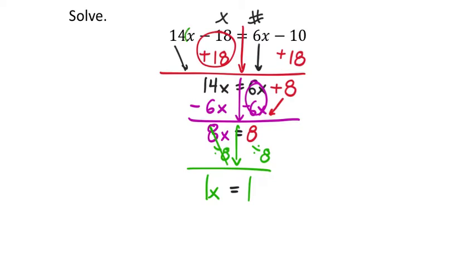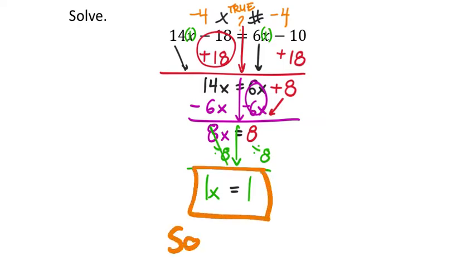Let's see what happens. So I'll replace that x with 1 and this one with 1, and then I will check for truthfulness. On the left side, I've got 14 times 1 minus 18. I get negative 4 on the left side of the equal sign. On the right side, I have 6 times 1 minus 10, which is also negative 4. Negative 4 does equal negative 4. That is a true statement. And then I know for sure that I do have the solution to the equation.